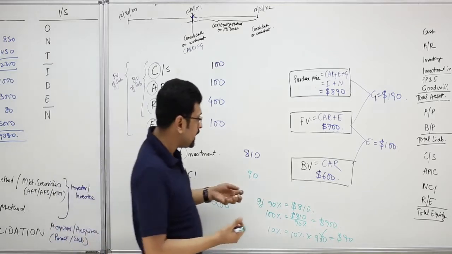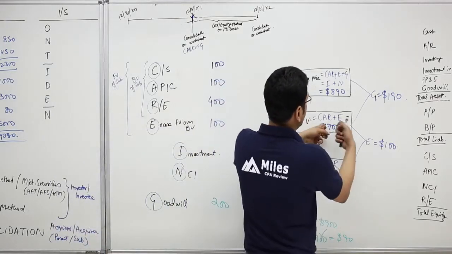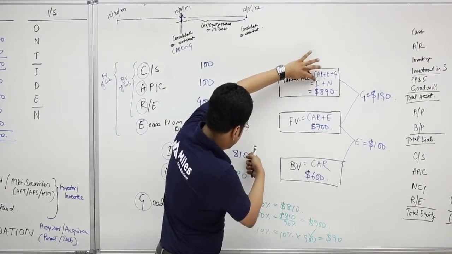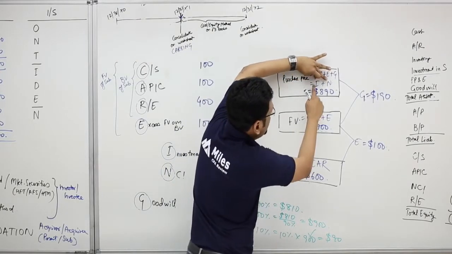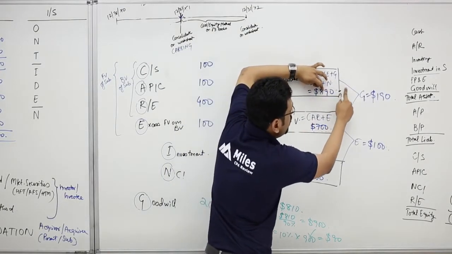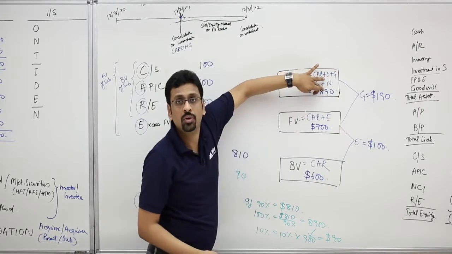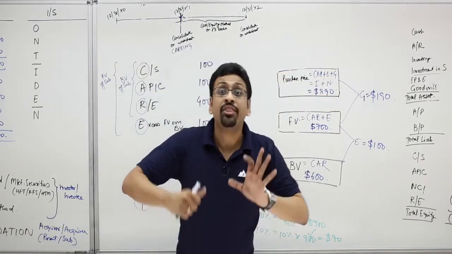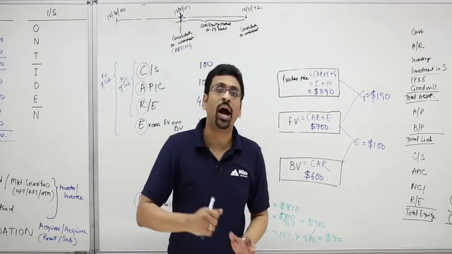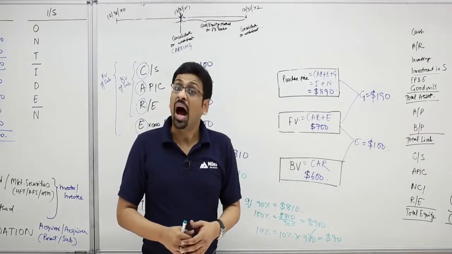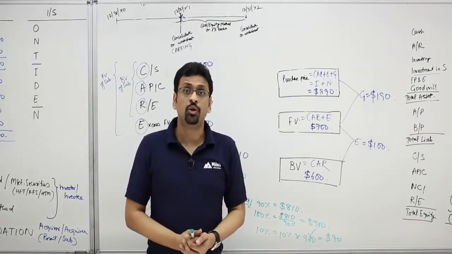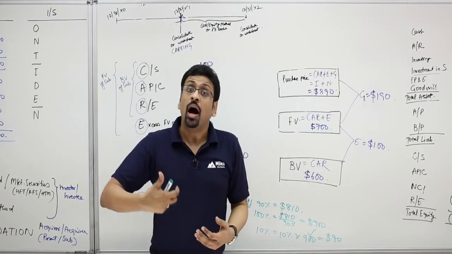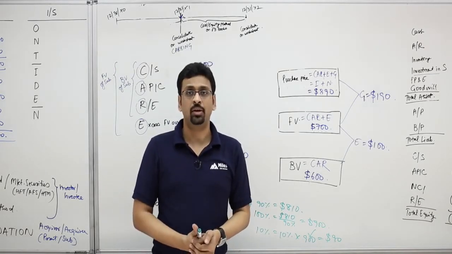So in this case, if you had built up, it would have been 600 plus 100, 700. Investment 810, non-controlling 90. So 810 plus 90 would have been 900. Goodwill instead of 190 would have been $200. So this is the full goodwill method required for GAAP. Now IFRS is okay with this full goodwill method, but they prefer a partial goodwill method.